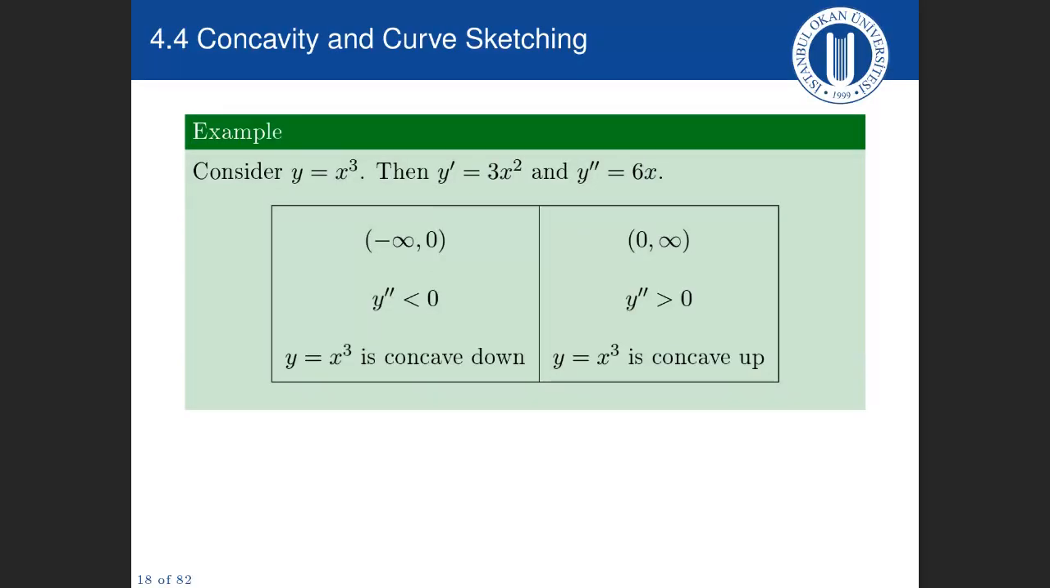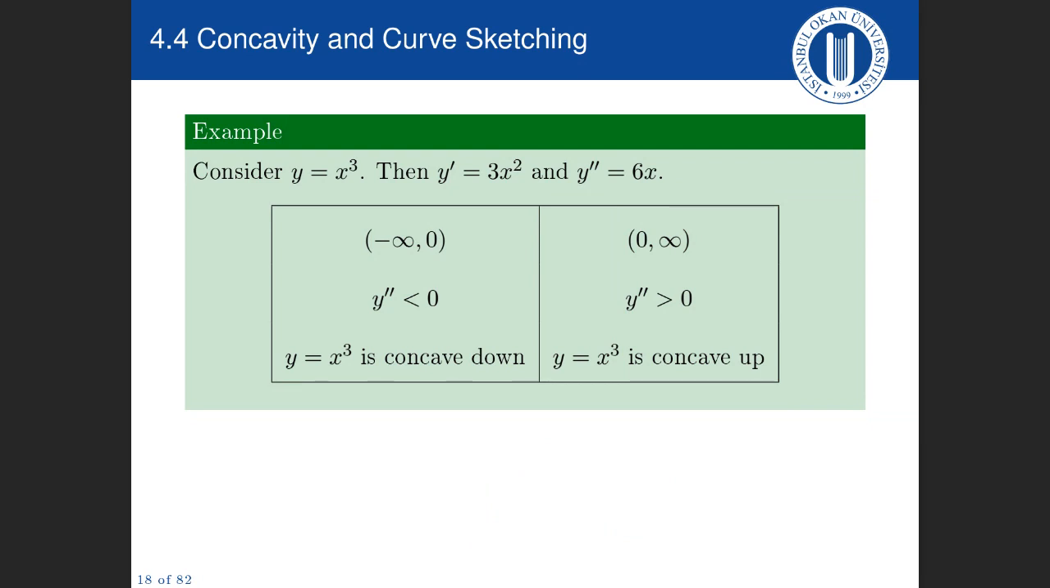For example, consider y is equal to x cubed. X cubed we can differentiate 2 times, and its second derivative is 6x. When is 6x equal to 0? When do we have y double prime equal to 0? Only if x is equal to 0. So we take our real line and we cut it at 0. So we end up with 2 sub-intervals, between minus infinity and 0 and between 0 and infinity.